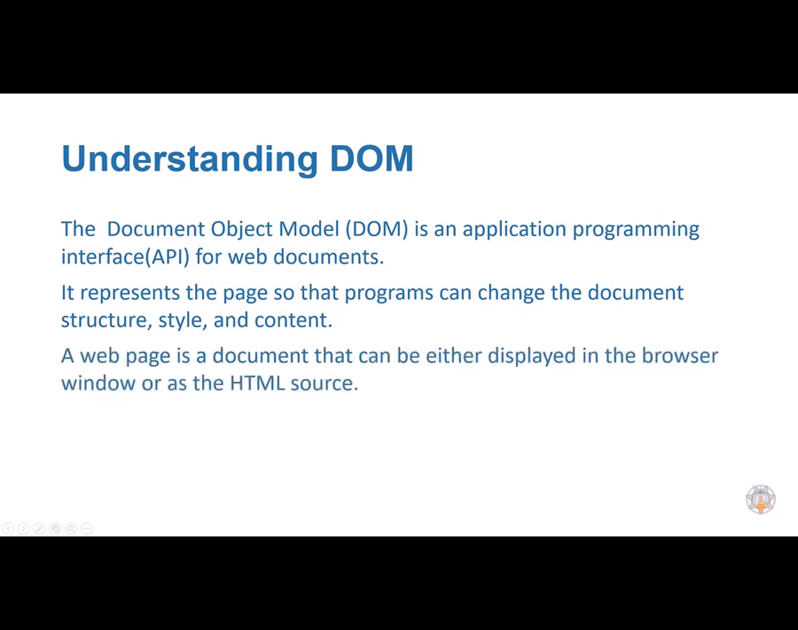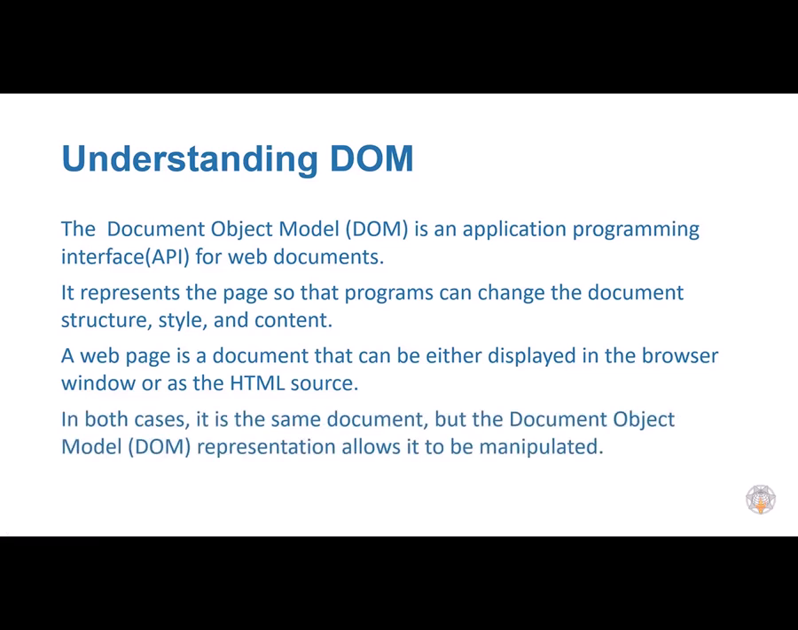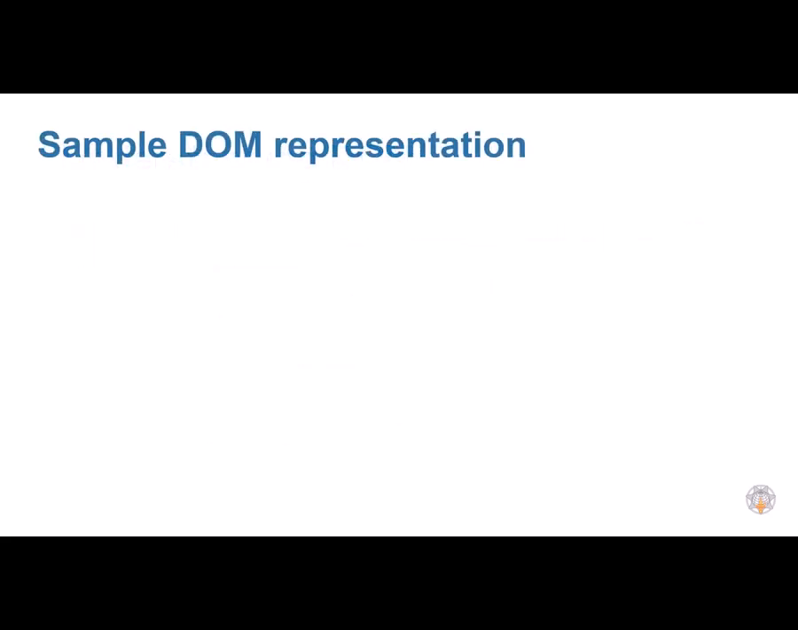A web page is a document that either can be displayed in the browser window or it can be displayed as a HTML source. In both the cases, it is the same document, but the document object representation allows it to be manipulated. Let us see a sample DOM representation.